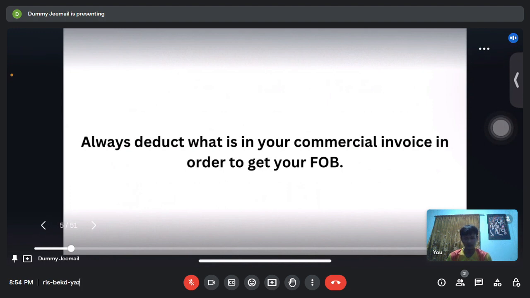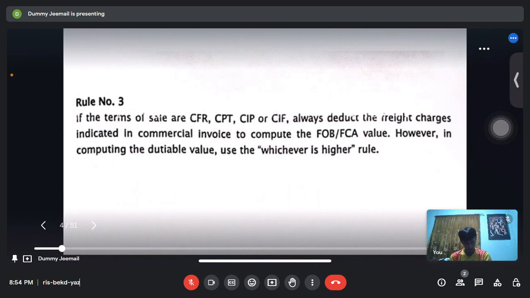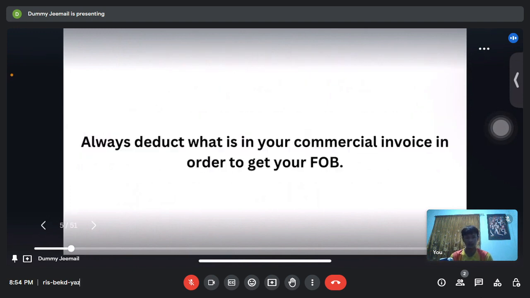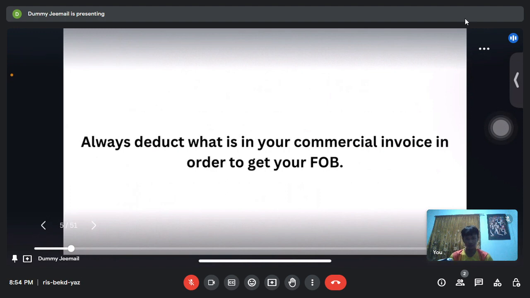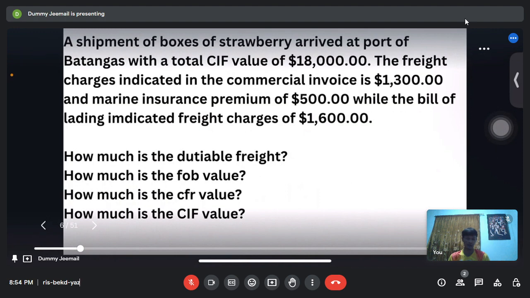If you need to solve for your FOB, you have two choices, your invoice and your bill of lading. If you are going to deduct, you have to always remember that what you will use is what is in your invoice. Even if the bill of lading is higher, it won't matter, because in this rule you will always use what is in your commercial invoice to deduct in order to get your FOB. I have an example here.